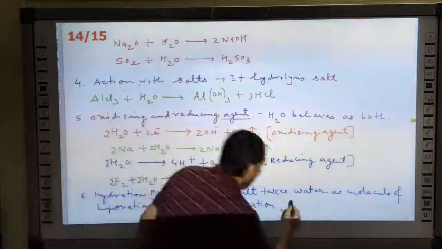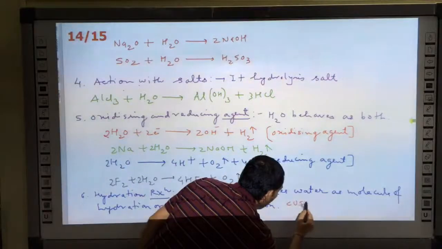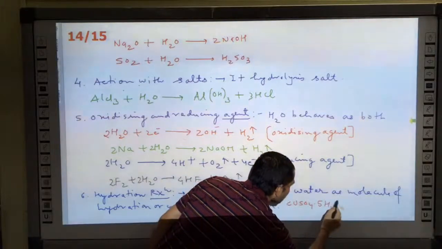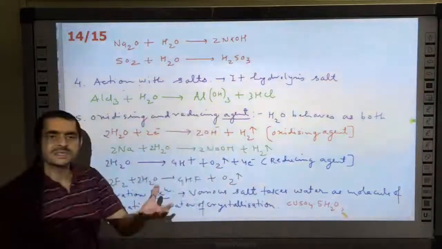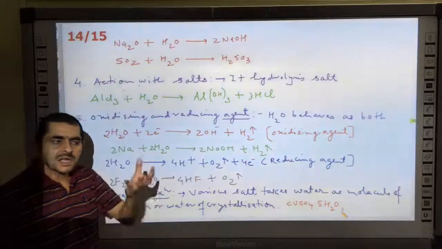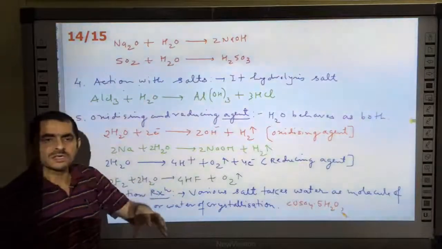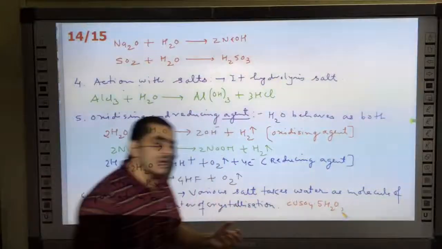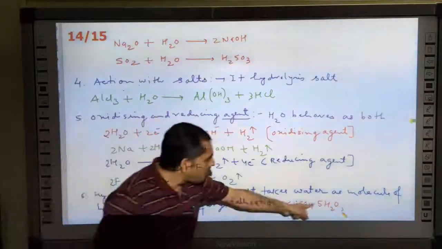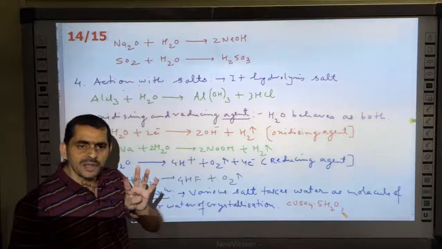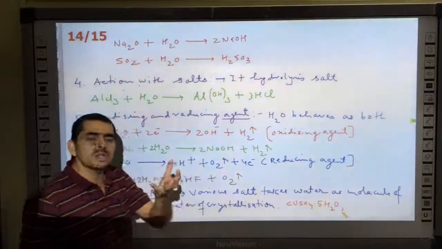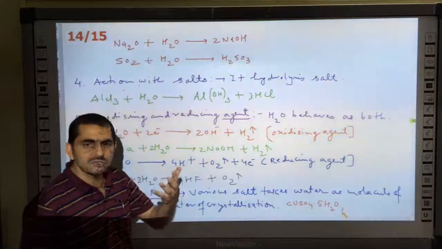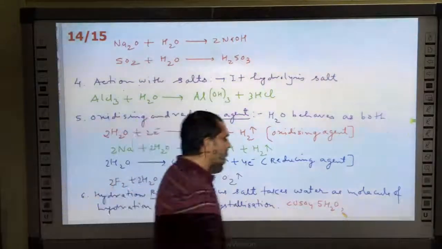Let us see the example. CuSO4.5H2O. Now you see, it has taken water. Copper sulfate is a colorless salt. When it is mixed with water, it becomes blue in color due to these water molecules. Here, 4 water molecules will form coordinate bonds and 1 water molecule will be the molecule of hydration. It will form hydrogen bond. Clear?